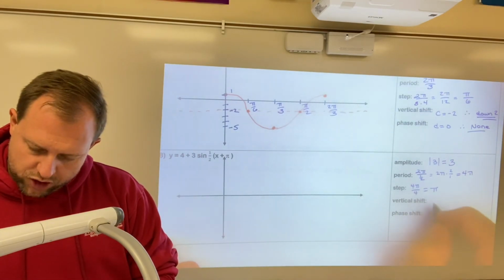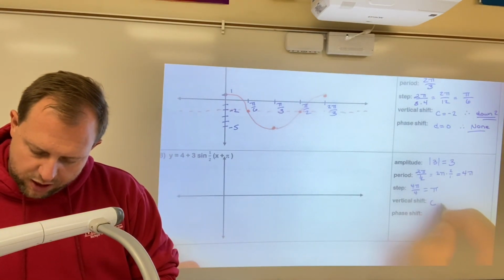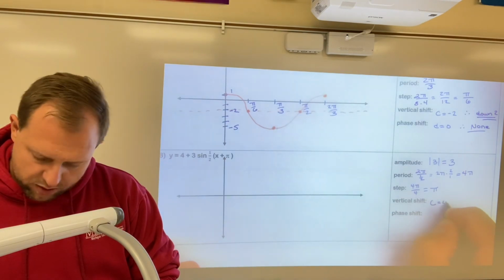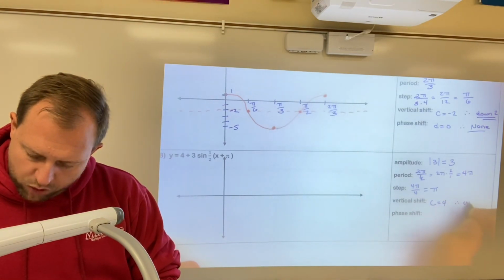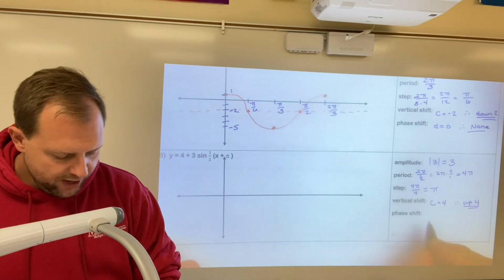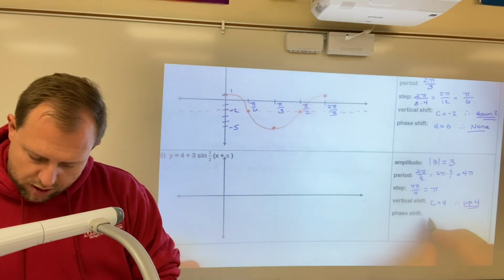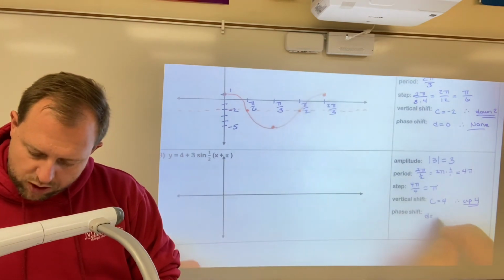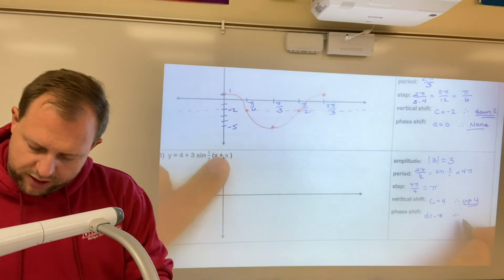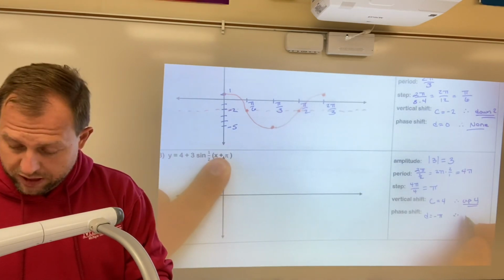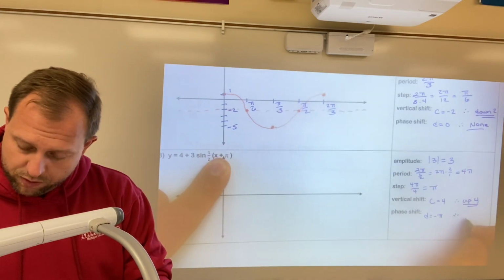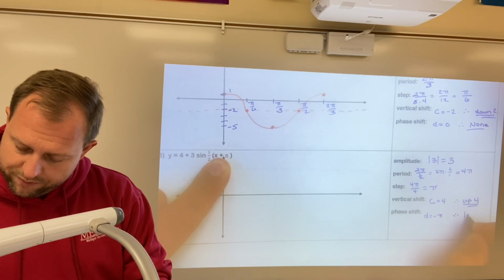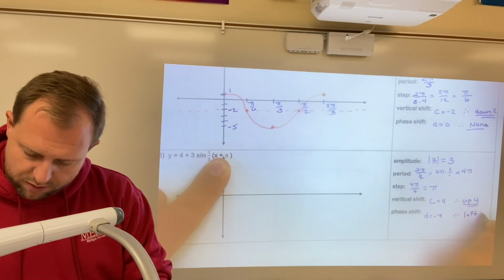And our shifts. Our vertical shift, the C value was a +4, which means we're going up 4. In the phase shift, it's being shifted by the opposite sign, so it's really being shifted a -pi. It looks like a positive, so we always think we should be going to the right, but really it's to the left by a pi.